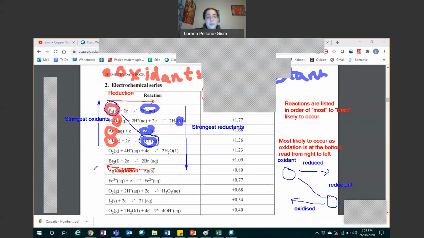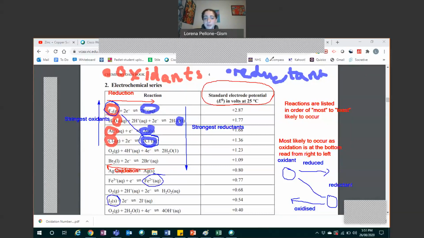So if we do put iodine in with iron 2+, they'll just sit there with each other and they won't react unless we give them electrical energy, but that's saved for year 12. So that's sort of what I wanted to get up to. Now we'll do the one example.